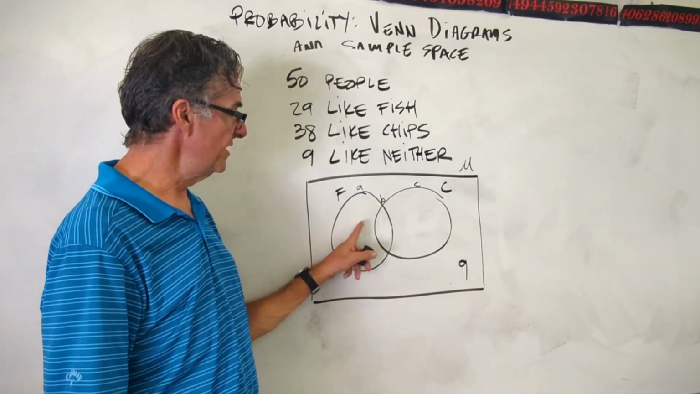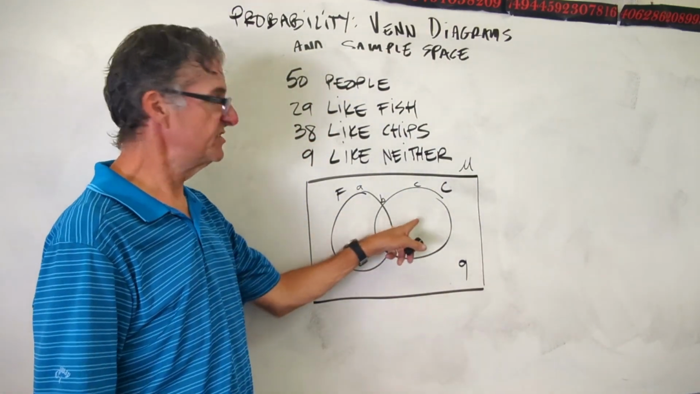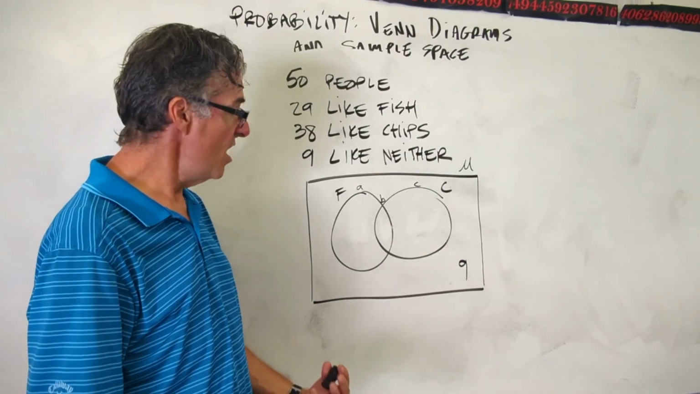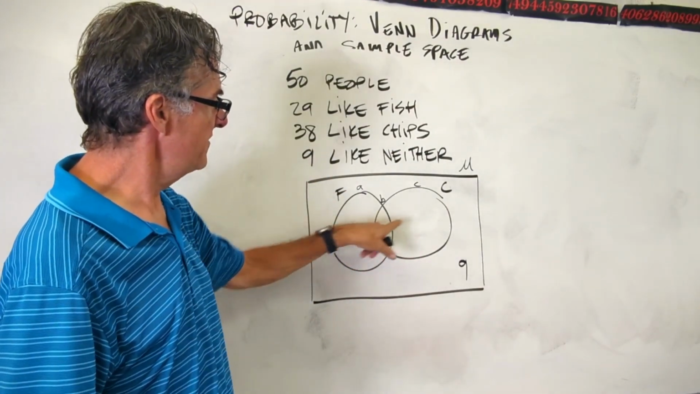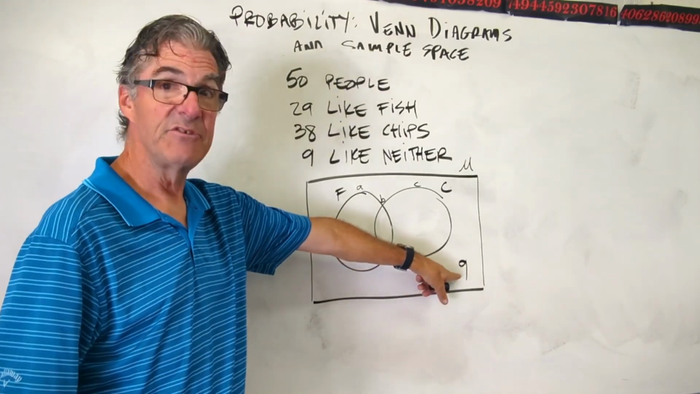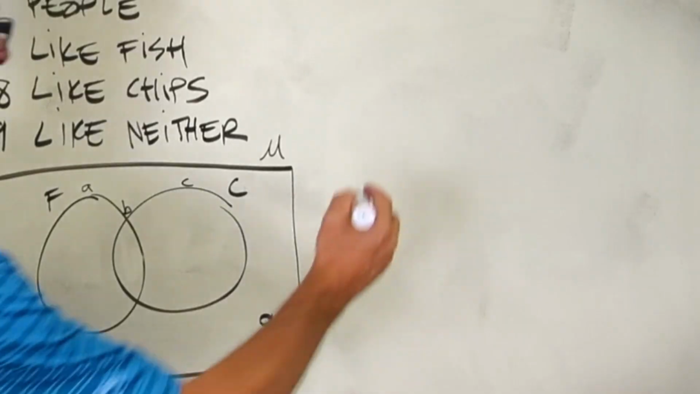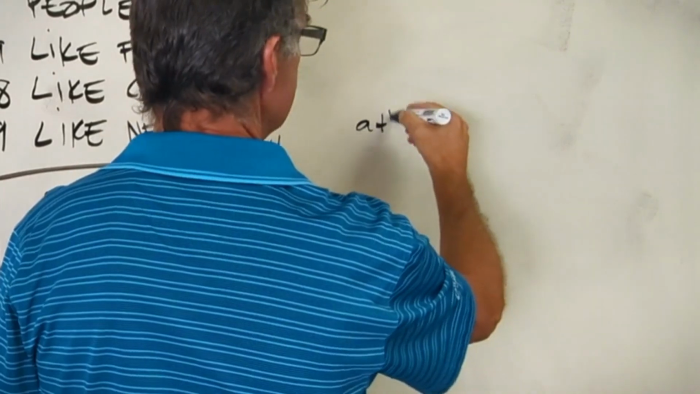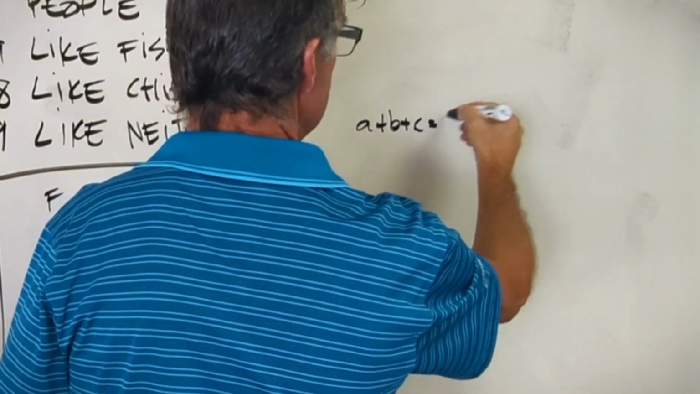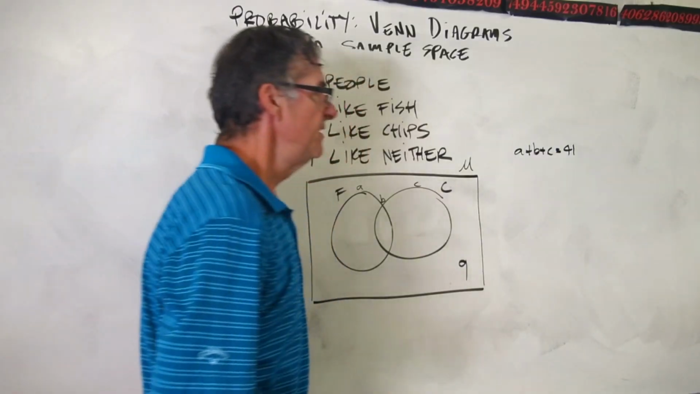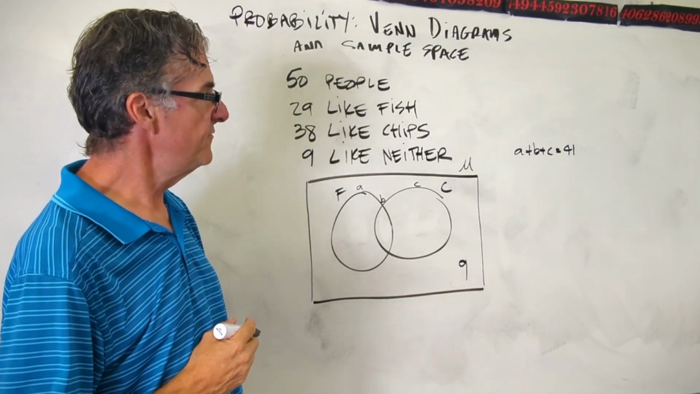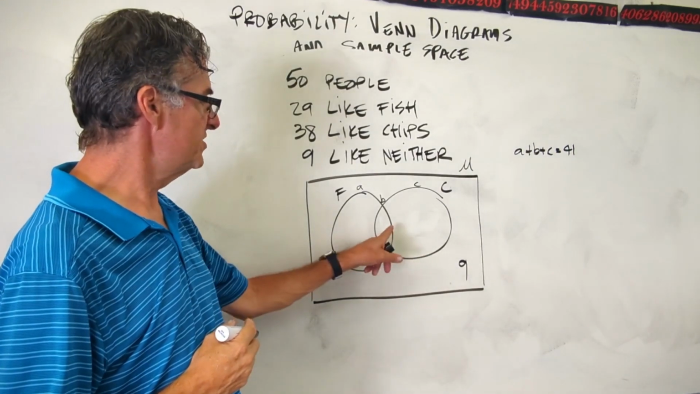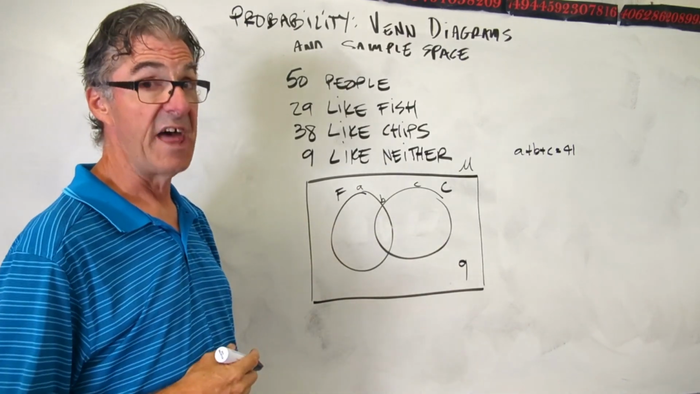So A is fish only, B is fish and chips, C is chips only. And we know that there are 41 people that fit within these 3 regions because we have 9 outside from 50 total. So we know that A plus B plus C equals 41. Now that's a hint. If you'd like, pause the video and see if you can figure out what goes in for C, because you can do that now.